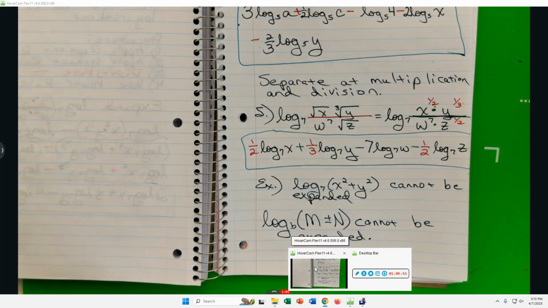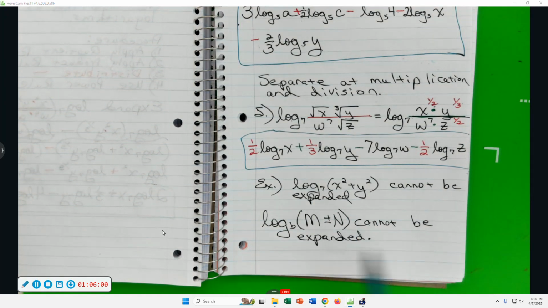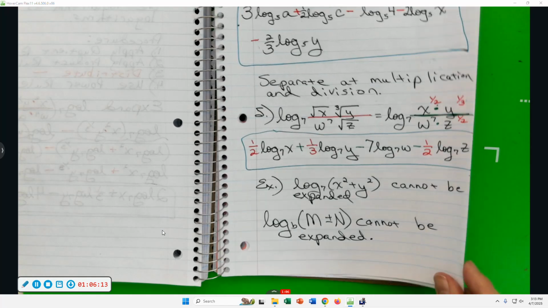Log base b of a sum or difference cannot be expanded. If your argument has a plus or a minus in it in the original problem, you're going to have that same plus or minus in the argument of your final answer. Okay, now let's go on.